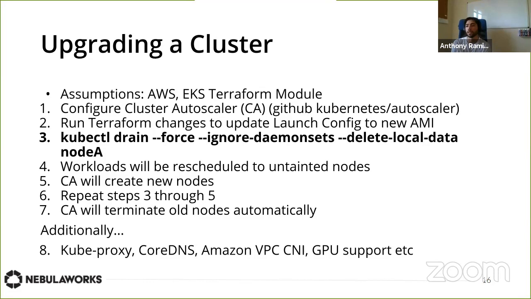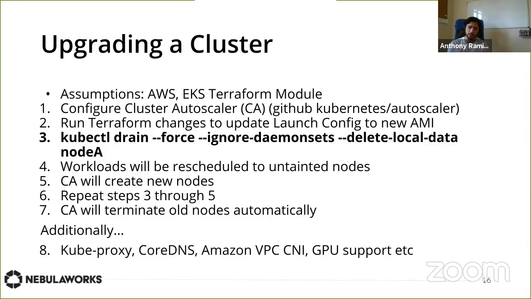So this is a prerequisite in this case, that we need to have that cluster autoscaler, because we're going to do some sort of a rolling update here. We basically update the launch configuration to the new versions of the AMIs in our worker nodes. We use kubectl to drain, basically evict, all the workloads that are running on the existing nodes. And these workloads will be rescheduled to untainted nodes. And once these nodes are tainted, then the cluster autoscaler will create new nodes. You progressively move through each of the nodes in your autoscaling group or your worker nodes until they're all tainted and all work is rescheduled, and the cluster autoscaler will automatically terminate the nodes for you after sometimes 30 minutes to an hour.